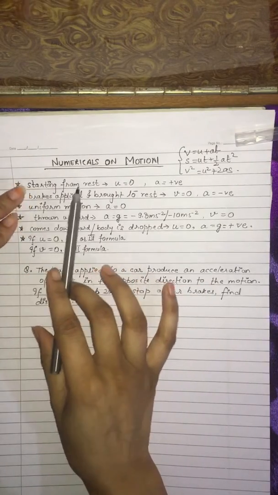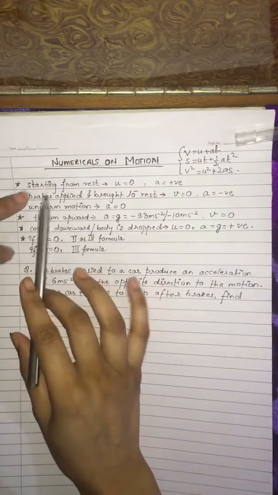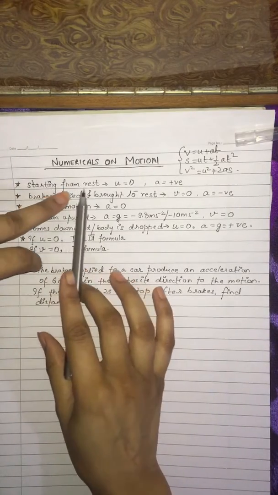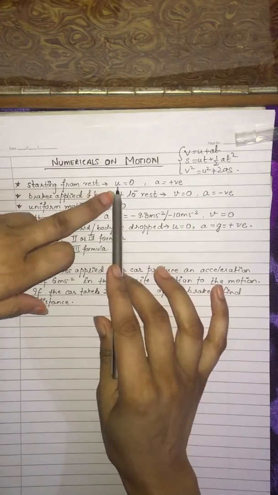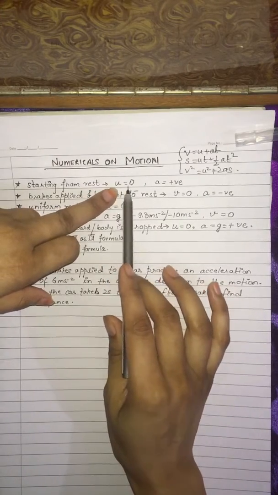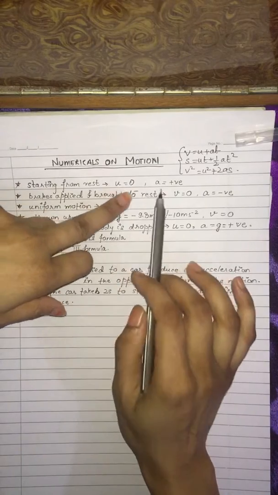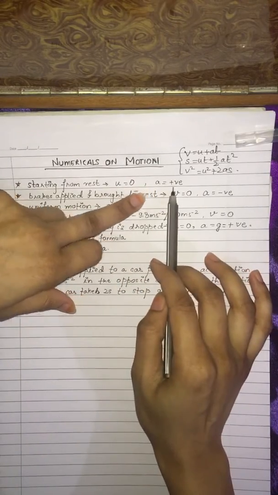Let us start. If the question starts with the sentence, a body is starting from rest, it means we have to take the initial velocity u equal to 0. Okay, initial velocity u equal to 0 and acceleration will be positive.